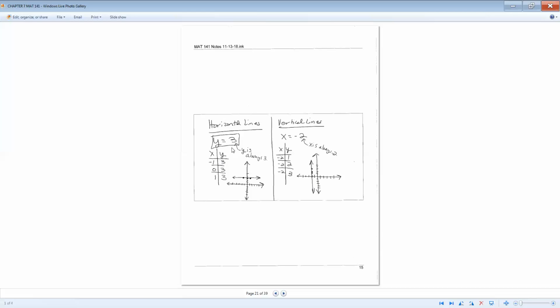So once again, when y is equal to a number and you don't see an x at all, that means y is going to be that number. X can be anything. If I have x equal to a number and I don't see any y, that means x is going to be equal to that number and y can be anything. That will give you a horizontal line, then the other one will give you a vertical line. Let me know if you have any questions.